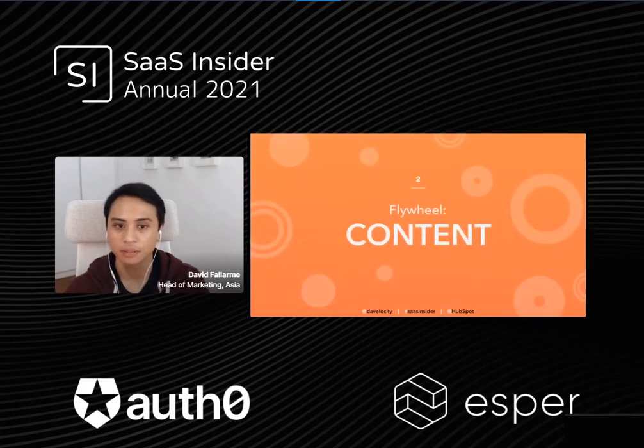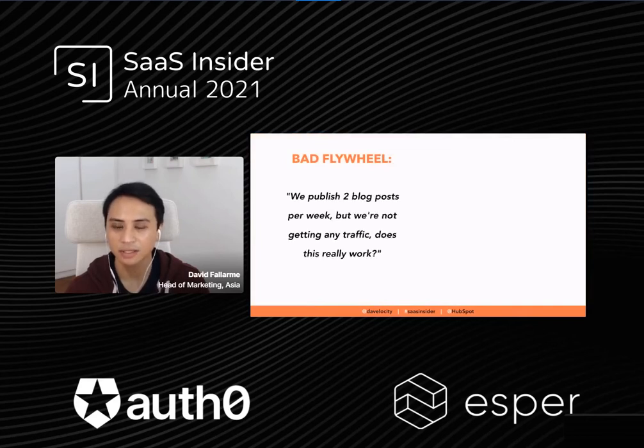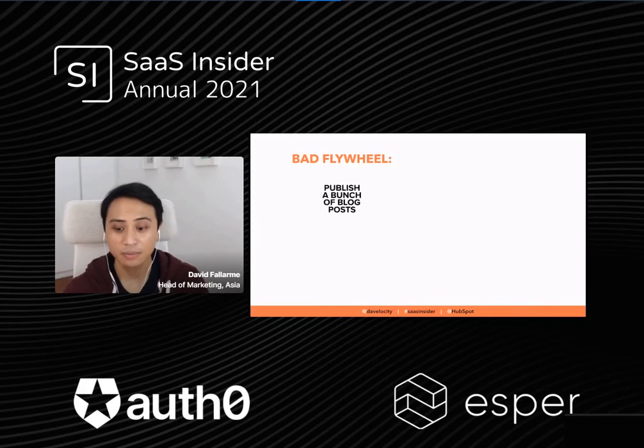So content. Here is what a bad content flywheel looks like. This is what it sounds like in those Slack teams where a flywheel for content isn't quite working, and it's very frustrating. Hey, we publish 2 blog posts a week, but we're not getting any traffic. Does this content thing really work? Is this supposed to be how it's working? And that's because the flywheel looks like this.